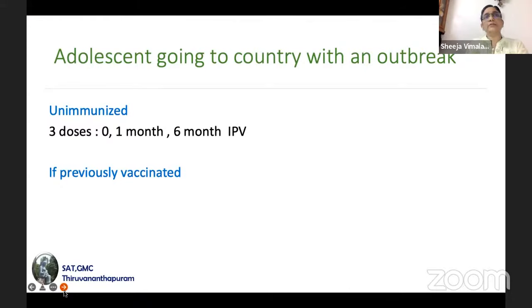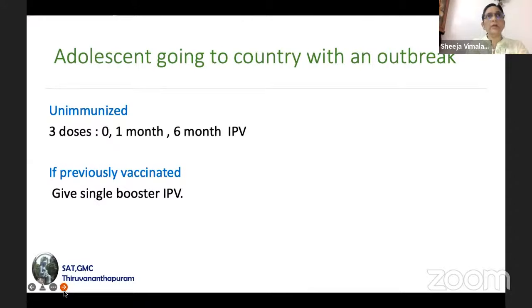Your HPV vaccine, your hepatitis B vaccine, your TT vaccine, if you're taking late, the schedule is 0, 1, 6, where 0 and 1 act as the priming dose and the 6-month dose acts as the booster dose. And if you are previously vaccinated, that means you have taken polio vaccine up to 5 years of age, and now at 12 or 14 years, this is the situation, what would you do? You just require a single dose of IPV. So that is applicable for adults also.